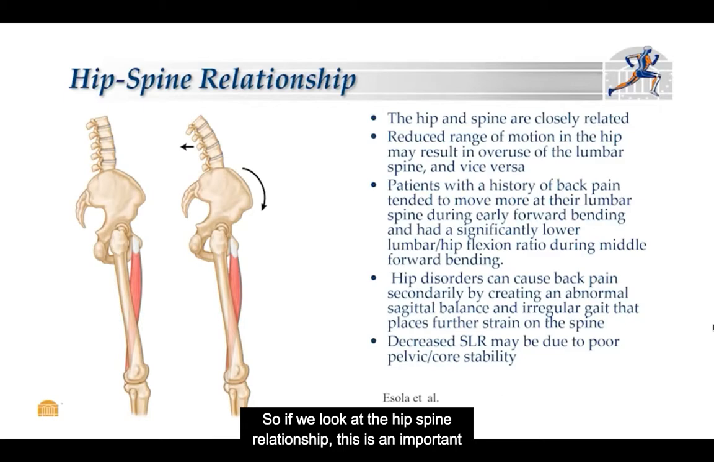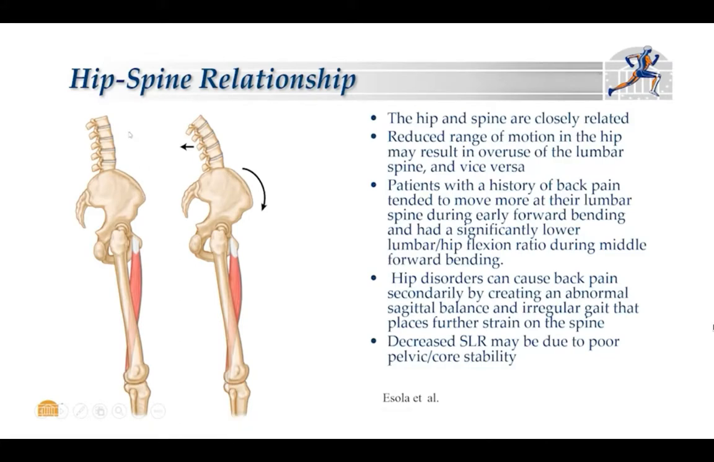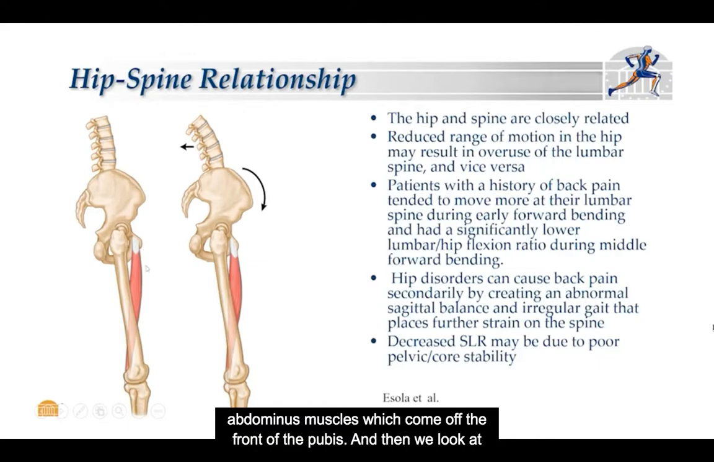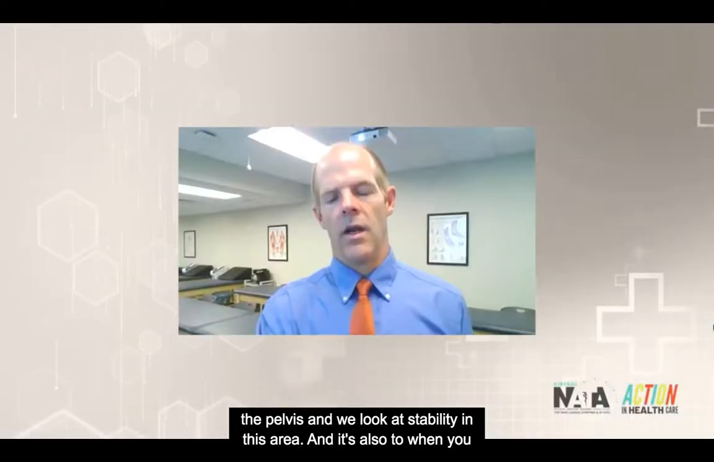So if we look at the hip-spine relationship, this is an important relationship that we need to discuss. We look at some of the force couples that are around this area. We look at the erector spinae muscle group, which causes the anterior rotation of the pelvis, and then we look at the rectus abdominis muscles, which come off the front of the pubis, and the hamstrings, which come off the ischial tuberosities and cause a posterior rotation of that pelvis, and we look at the stability in this area.